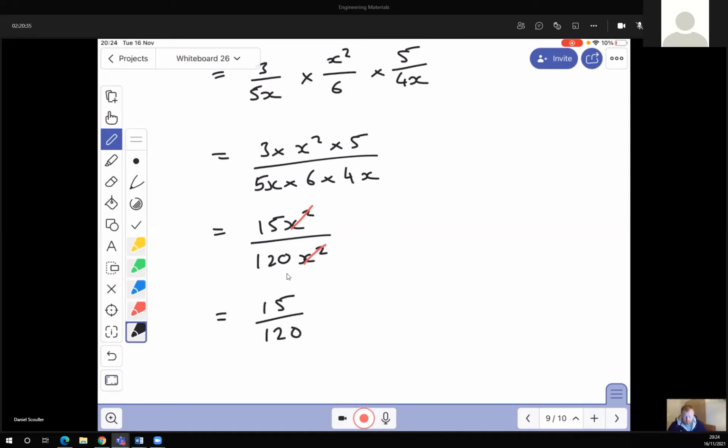So there are a couple of ways to simplify that. You can see if 15 goes into 120, and how many times it does.